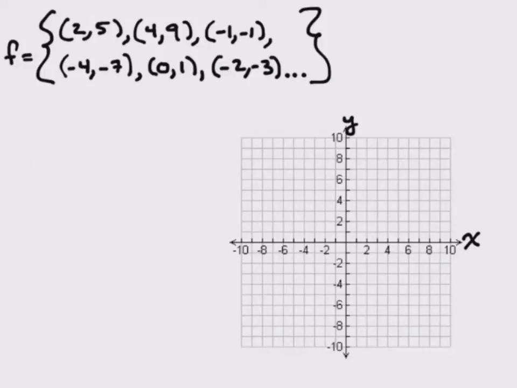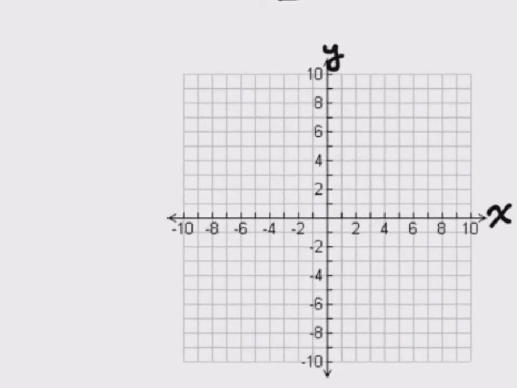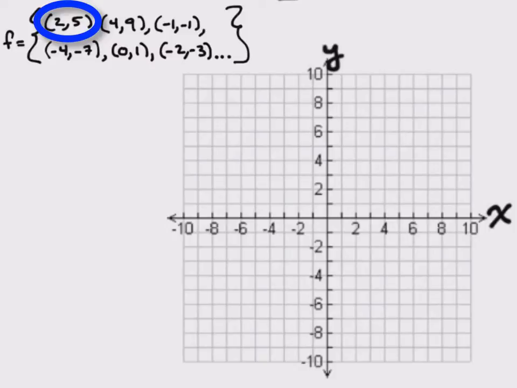So how are we going to represent the input-output combination 2 and 5? When 2 is the input to this function f, 5 is the output. Well, let's look at our horizontal axis, our input axis, and we can find the input 2. Let's draw a vertical line right there. This vertical line represents all the input-output combinations that are possible that have an input of 2.